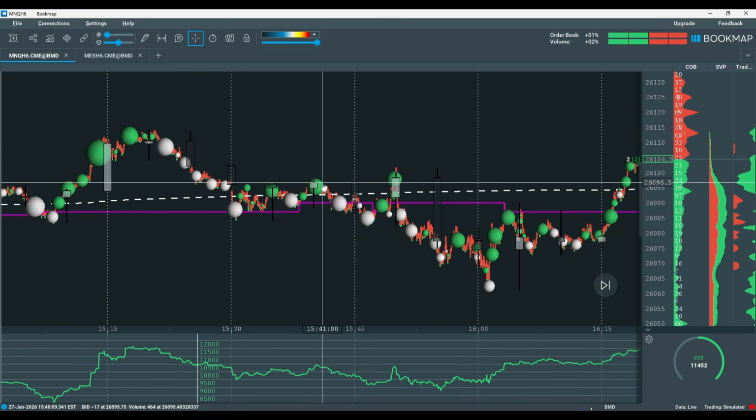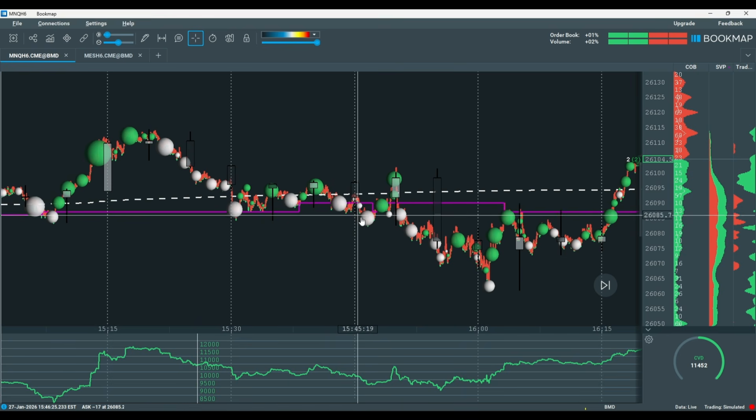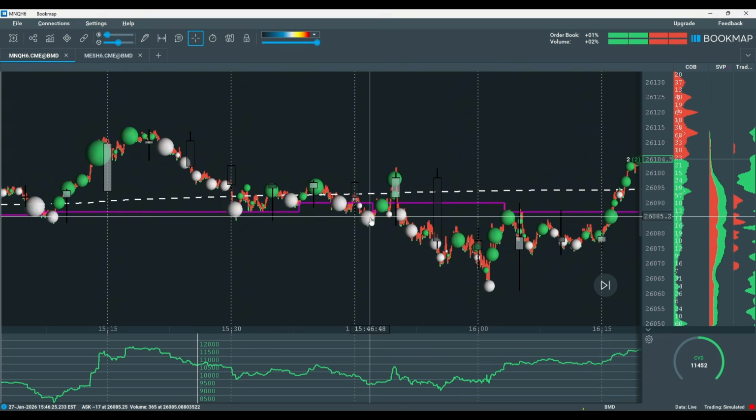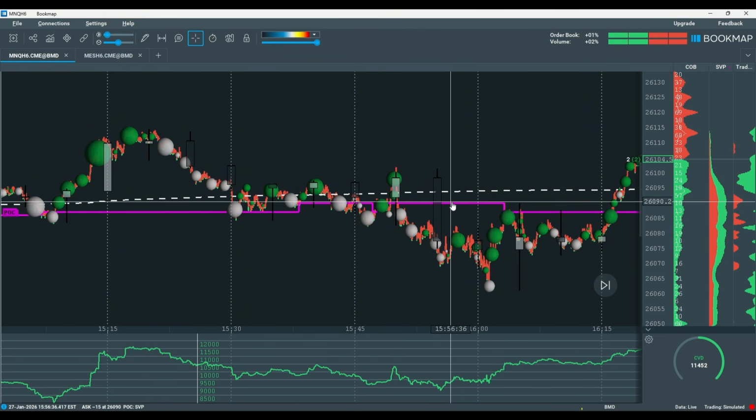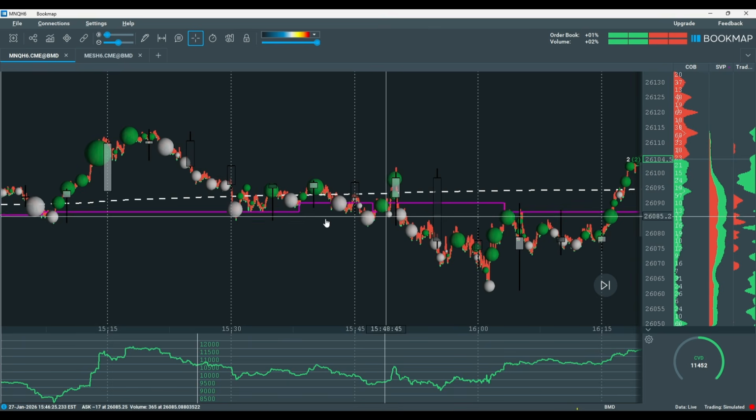Up and down, green for buyers, gray, which usually is red, for sellers. A gray dot is market sell transactions, and the green dot is market buy. A larger dot indicates more transactions, and a smaller dot is less.